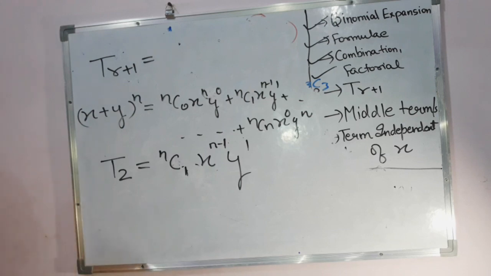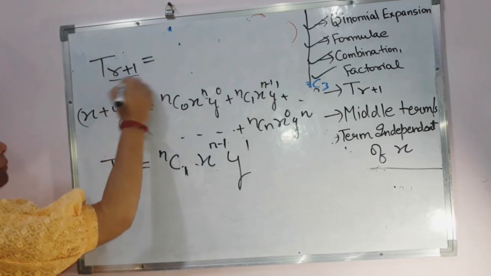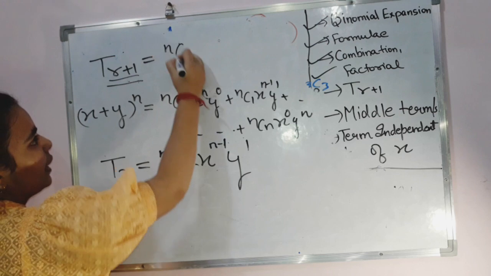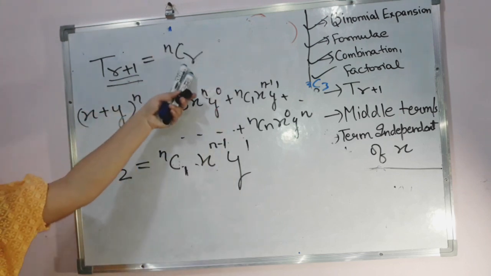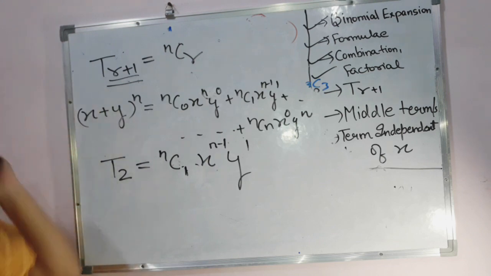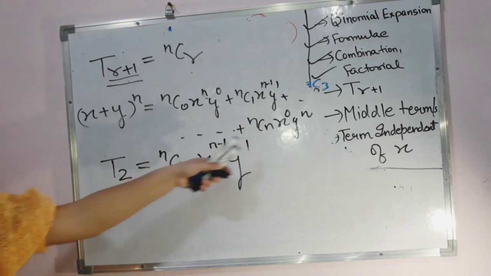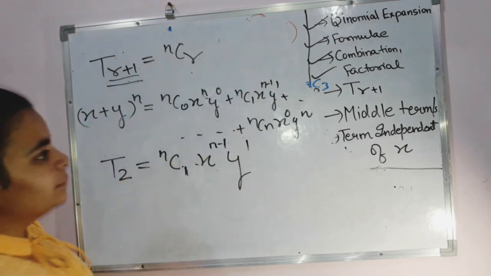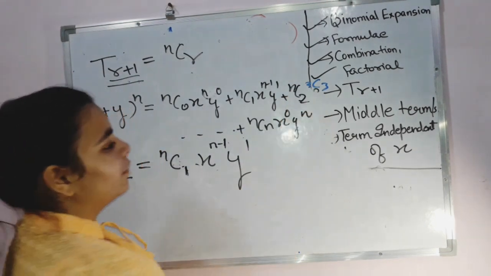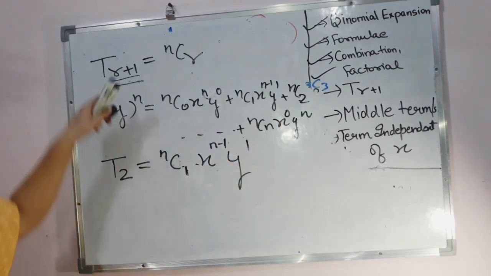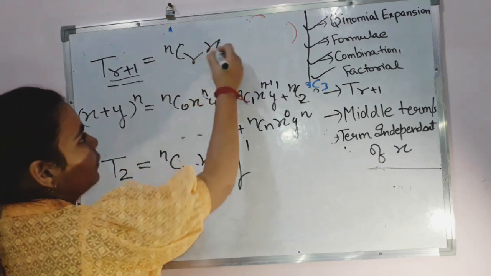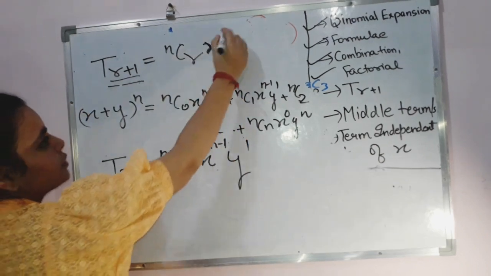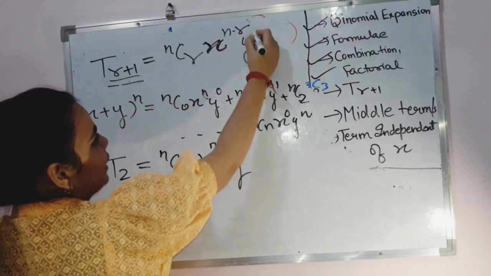That means we have seen this thing, that if it is my r plus 1th term, then I will be writing r over here. If it is my n plus 1th term, then I will be writing n down. If it is my, let us say third term, then I am going to write nc2 over here. So that means 1 less. So if it is r plus 1, then I am going to write r over here. And then x, how are we writing x? That was n minus r, and y we were writing as r.